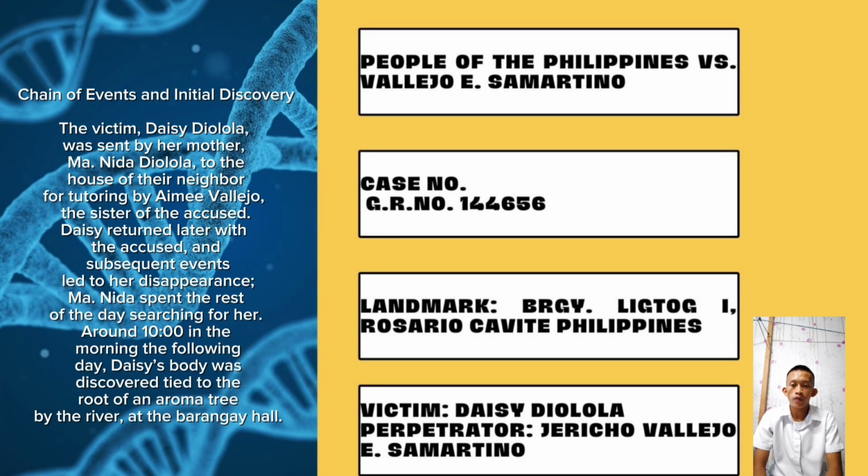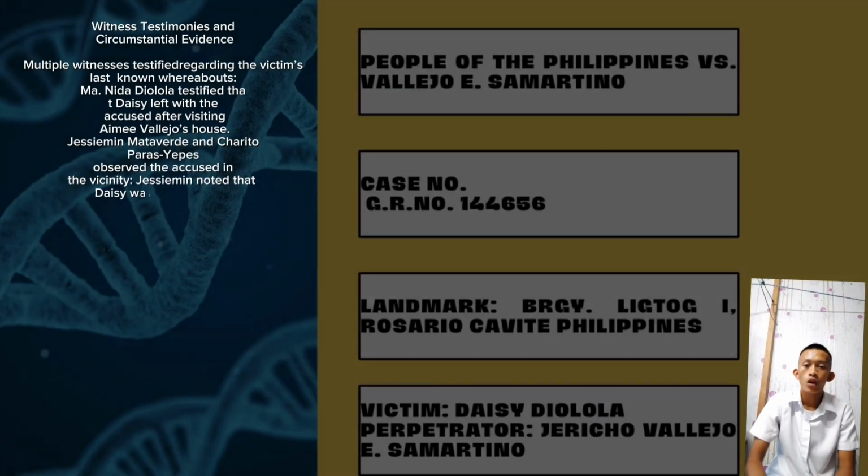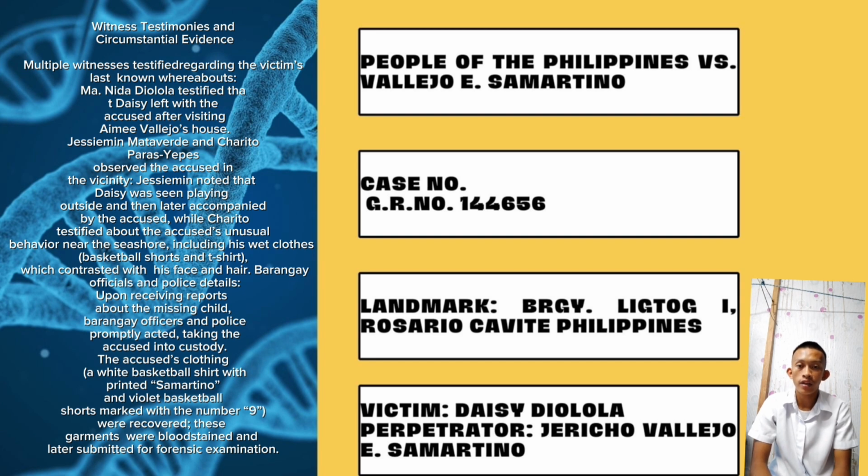Chain of events and initial discovery. The victim, Daisy Jolola, was sent by her mother, Nida Jolola, to the house of their neighbor for tutoring by Aimee Vallejo, the sister of the accused. Daisy returned later with the accused, and the subsequent events led to her disappearance. Nida spent the rest of the day searching for her, around 10 a.m. in the morning. The following day, Daisy's body was discovered tied to the root of an aroma tree by the river at the barangay hall.